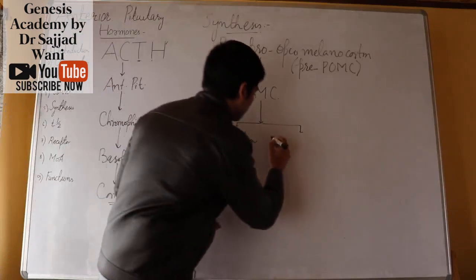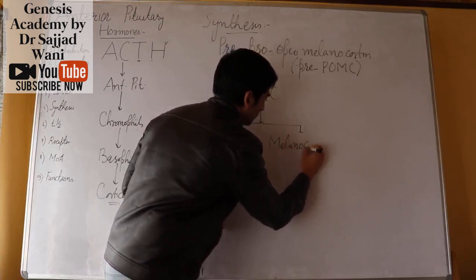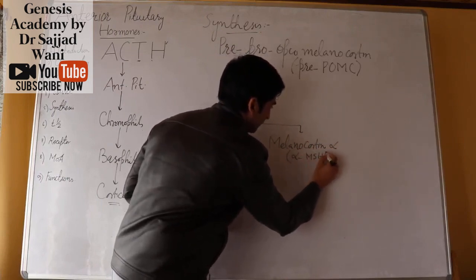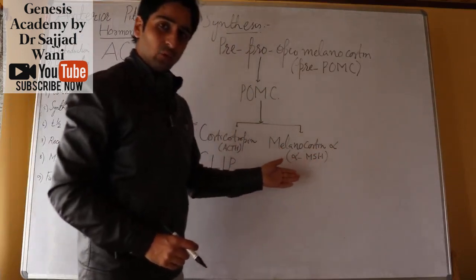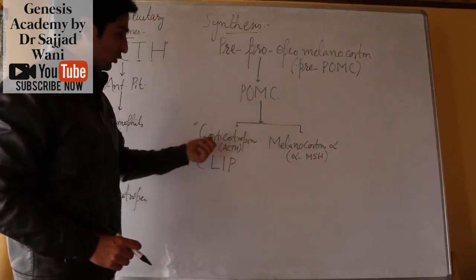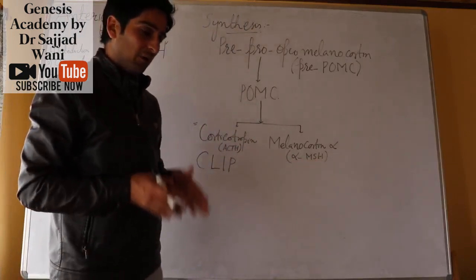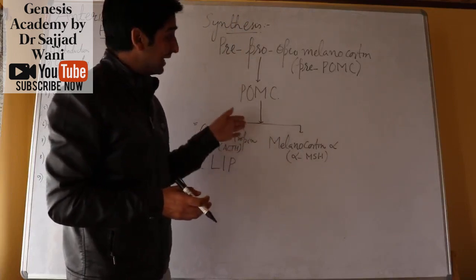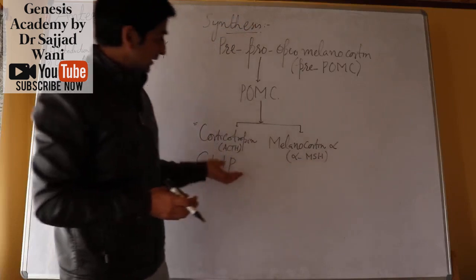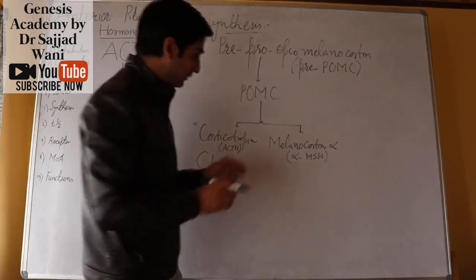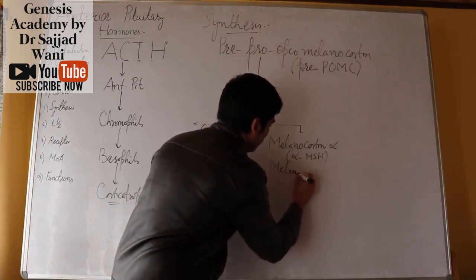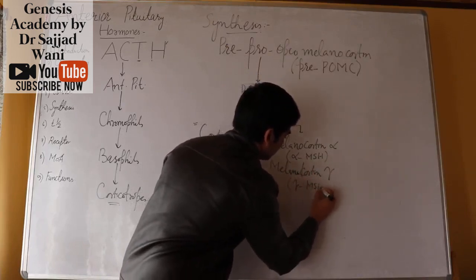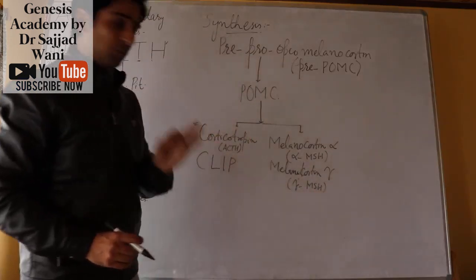So it also breaks and it forms the melanocortin alpha, which is known as alpha MSH. Right? It has some role because pro-opiomelanocortin is the precursor molecule of corticotropins as well as MSH. Since humans don't have a well-developed intermediate lobe, some of the MSH is formed along with the ACTH in the anterior lobe, right? And these molecules have some effect on the skin pigmentation. It also forms the melanocortin gamma, which is known as gamma MSH. It also forms a little quantity of beta MSH.